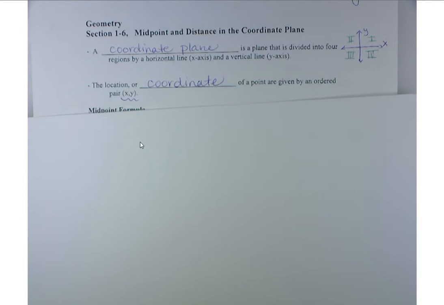Okay, so let's break the word down, right? So if it's a mid, that means middle. It's in the middle, right? And then point is a point, so it's a point in the middle, right? Okay, that's exactly what it is. So it's the point in the middle of two other points. Now we found the midpoint with segments, and that's what we were used to doing. Now we're going to find the midpoint in between 2 points. So how do we do that?